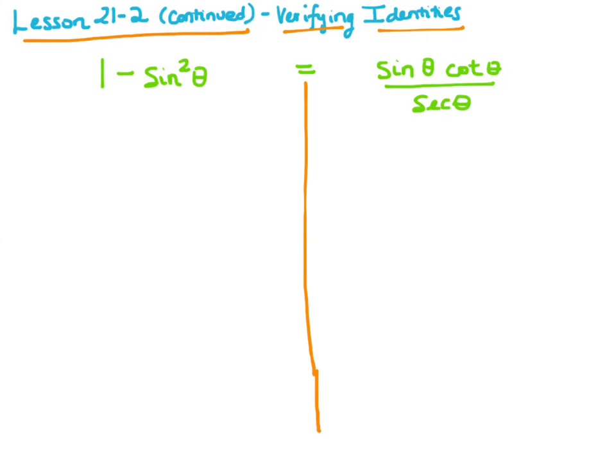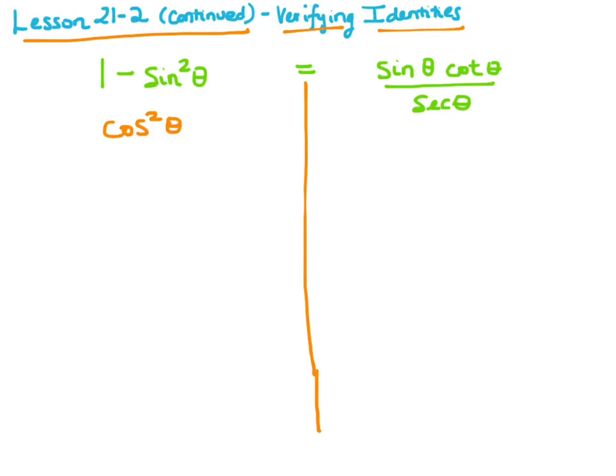If we look at the identity sine squared theta plus cosine squared theta equals 1, and I subtract the sine squared theta over to the other side, then I'm left with cosine squared theta. 1 minus sine squared theta equals cosine squared theta. So I can change the left side like that, and that's really about all I can do on the left side. Let's go over to the right side.